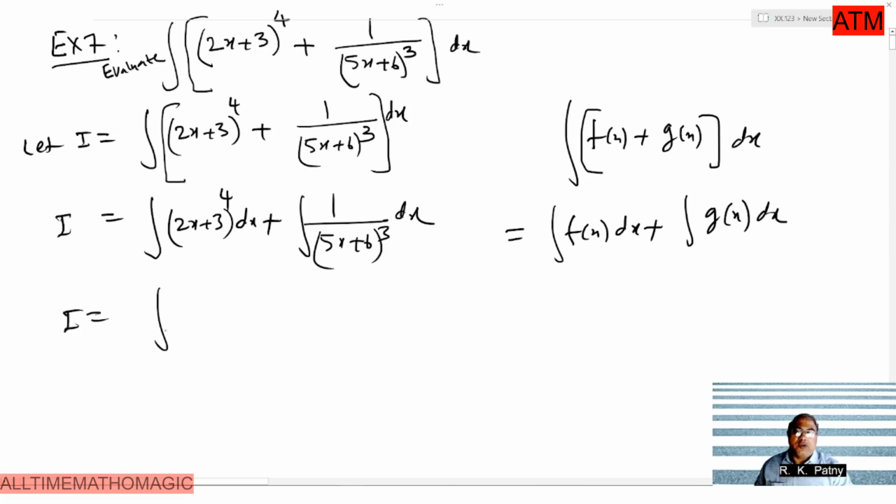So I equals the integration of (2x plus 3) whole raised to 4 with respect to x plus the integration of (5x plus 6) whole raised to minus 3 with respect to x.